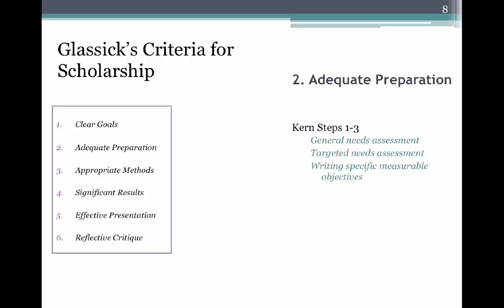The next Glassick's criteria is adequate preparation. Have you shown that you understand the state of the field and existing scholarship that is relevant to your project? This step also harkens back to many of the materials we covered in the first few webinars covering Kern Step 1 and 2. Much of your preparation should have hopefully been done during your general needs assessment and literature search. Additionally, you will have already established the need for your project or curriculum, the so what or who cares.